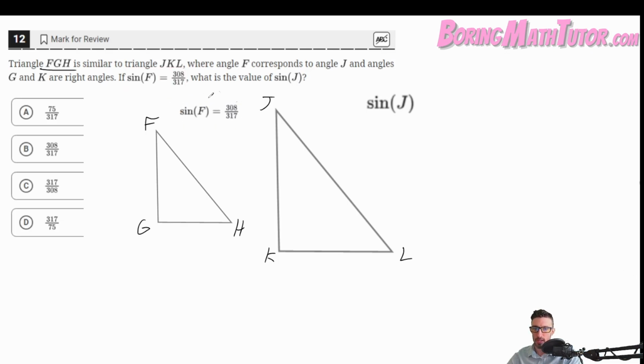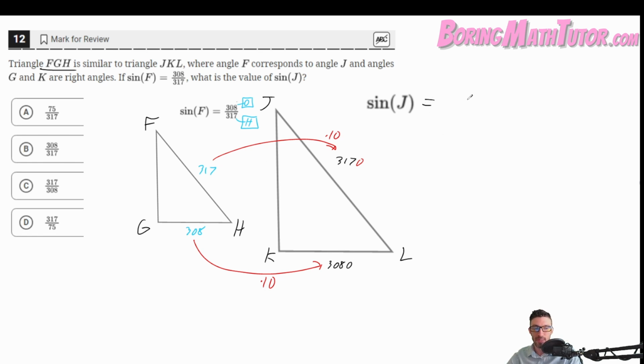So sine F means we have that the opposite could be 308 and the hypotenuse could be 317. So it could be something like this, 308, 317. Now for J, because it's similar, that must mean that I'm going to have all of these sides multiplied by the same thing in order to get me to the other sides. Now, maybe it's as simple as 10. If it's as simple as 10, then I'd have 317 with an extra 0 at the end of it, and 308 with an extra 0 at the end.